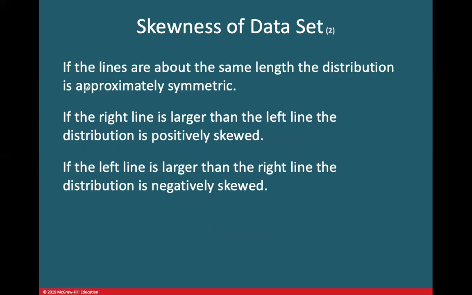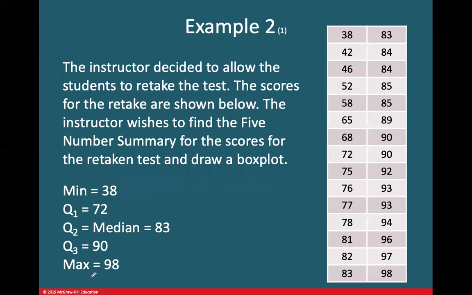Let's go now. If the lines are about the same length, the distribution is approximately symmetric. If the right line is larger than the left line, the distribution is positive. So right line larger than the left line, the distribution is positive. We will see an example. If the left line is larger than the right line, the distribution is negative. So, if you remember, this is negatively skewed, we said before.